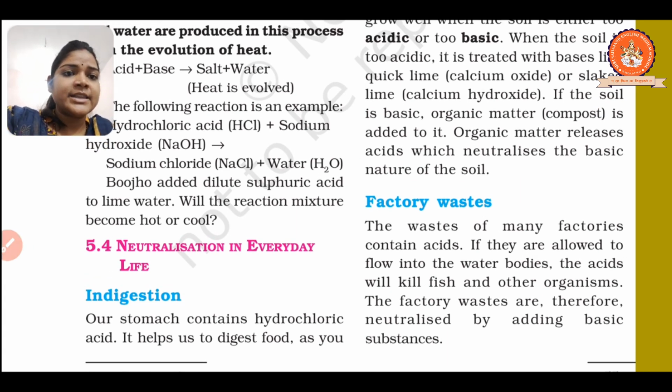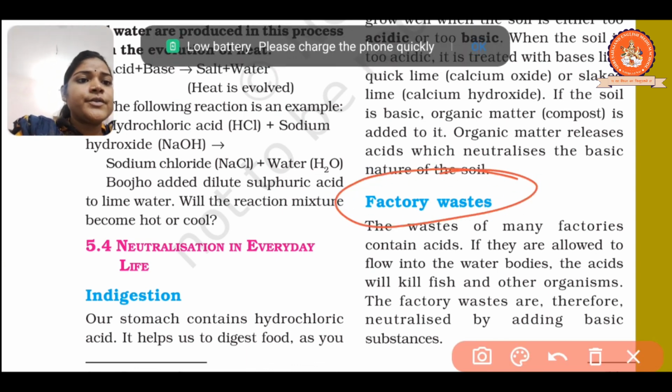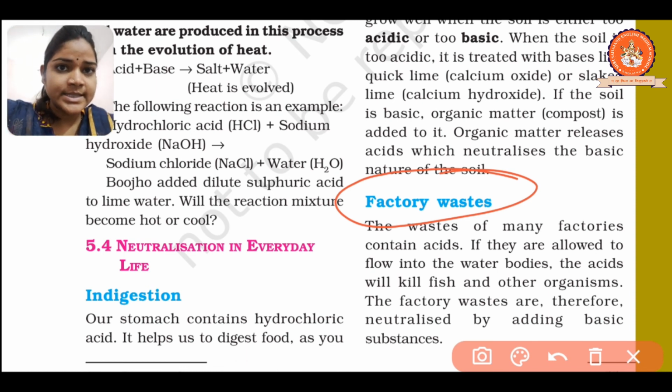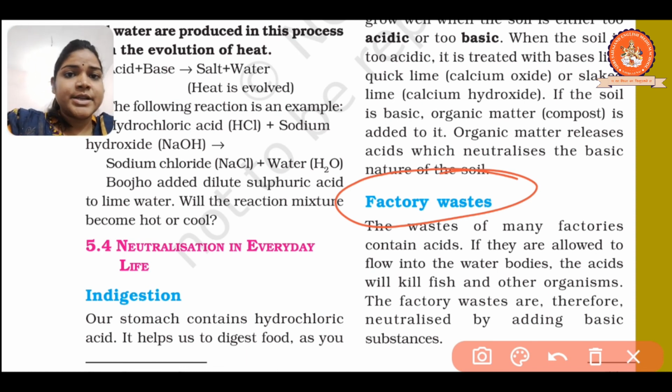Now the next and the last one is factory waste. The waste of many factories contains acids. If it is allowed to flow into water bodies such as rivers, ponds, etc., the acid will kill fish and other aquatic animals and plants. Therefore, factory waste should be neutralized by adding basic substances before depositing it into water bodies.